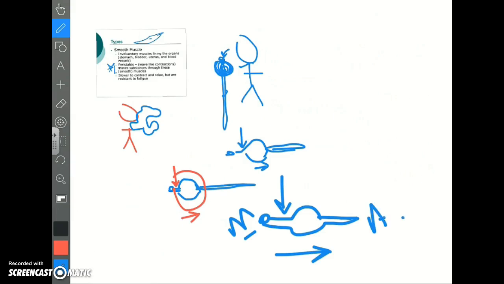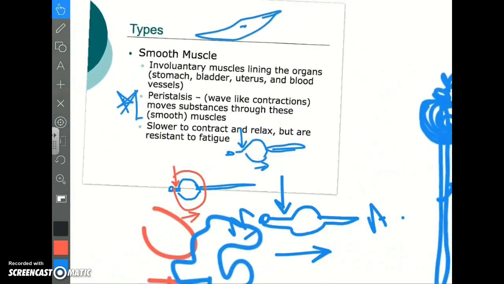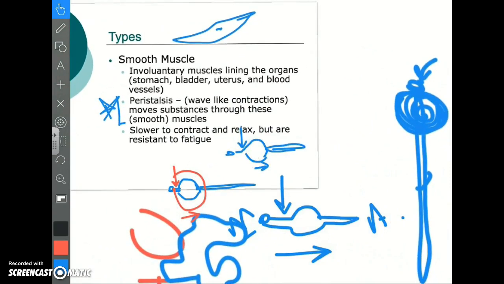As we enter and put food into our mouth, it continues to be propelled down via the smooth muscle all the way until we can get rid of the materials within it. So they're a constant wave-like contraction that's actually going to go from mouth to anus.